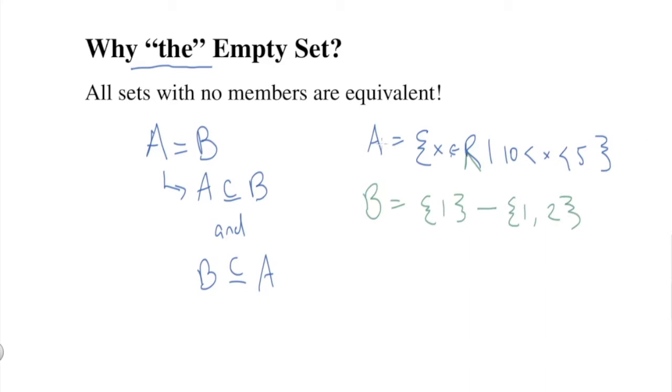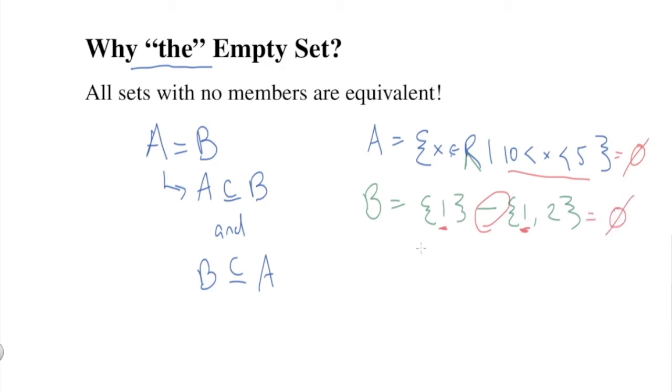Okay, so we know that A is empty, right? There are no numbers which are greater than 10 and less than 5. No numbers satisfy this condition. And let's look at B. Well, we know that the definition of difference is all the elements on the left which are not on the right. So we only have one element on the left, we have 1, and it is on the right. So B is also empty.